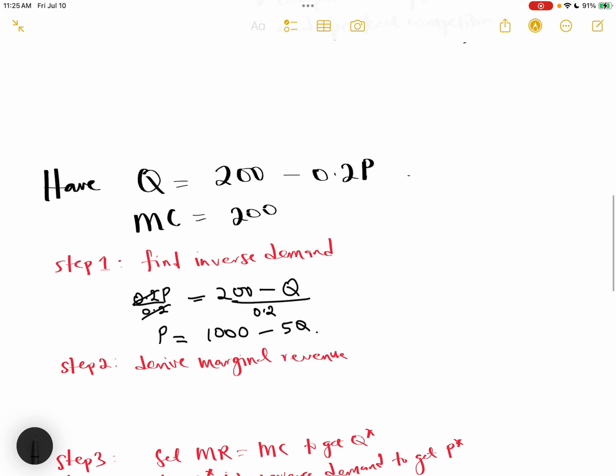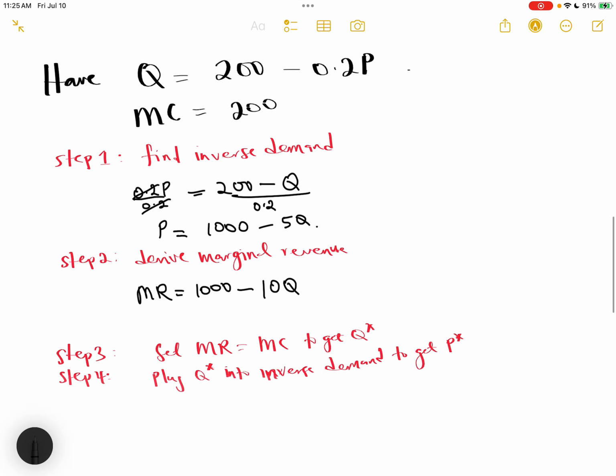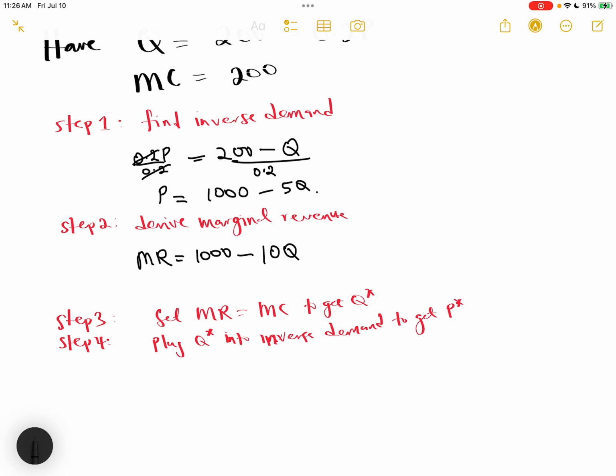From that, we need to derive the marginal revenue. From previous videos, we know that the marginal revenue shares the same intercept as the inverse demand curve. And so MR, marginal revenue, equals 1,000. And the marginal revenue slope is twice that of the inverse demand slope, and so that's 5 times 2, and that will be minus 10Q. That's the marginal revenue. From here, we will set marginal revenue equal to marginal cost to calculate Q star.